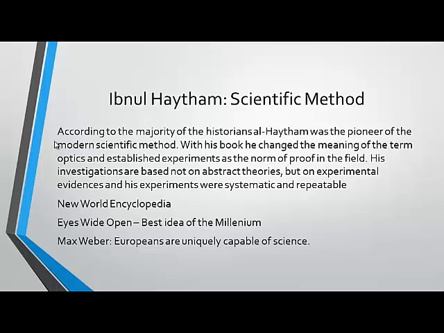But what the historian says is that according to the majority, Al-Haytham was the pioneer of the modern scientific method. With his book, he changed the meaning of the term optics and established experiments as the norm of proof in the field. Basically, as I told you earlier in one of my other lectures, all of optics was based on the axiomatic method of the Greeks, which is precisely this idea that you sit in your room and you think about the world and you come to conclusions by logic without ever looking at the world. Actually, Aristotle discouraged experiments and observations for reasons that I have explained elsewhere. I mean, there is some logic to what he thought, but it just happens not to work.